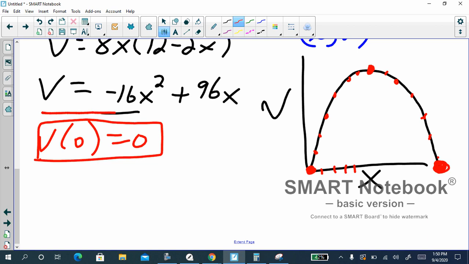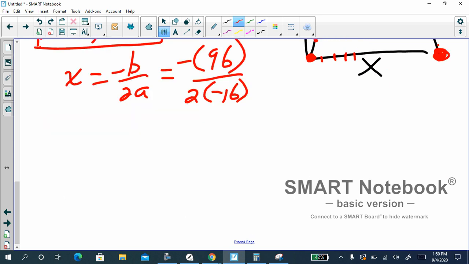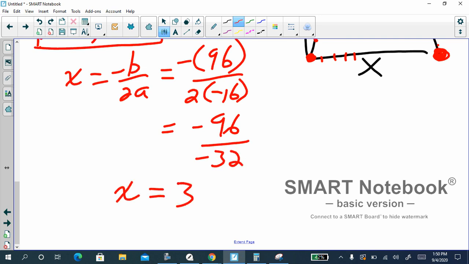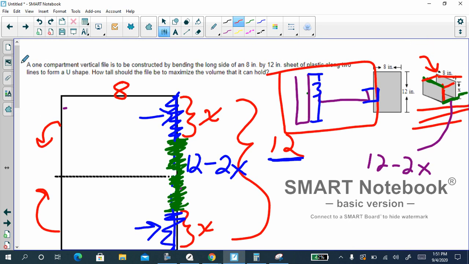So we just need to find out where the vertex of our parabola is. So x is negative b over 2a. So negative 96 over twice negative 16. So negative 96 over negative 32. So x is positive 3. So that's how far from the end our fold needs to be. The units on these are inches.